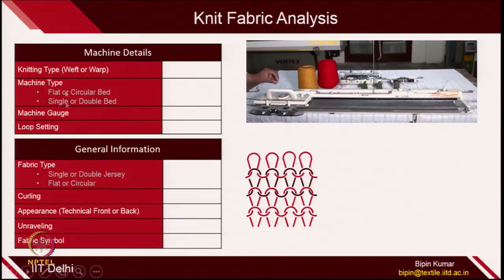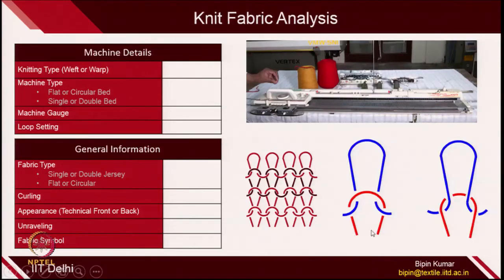Although many of these things we have not covered so far, some of this I am going to demonstrate to you, how you can identify some of these general pieces of information of the weft knit fabric structure. So you have a weft knit fabric here. This is the common machine which is used for making weft knit fabrics. We will cover this in week number 2.